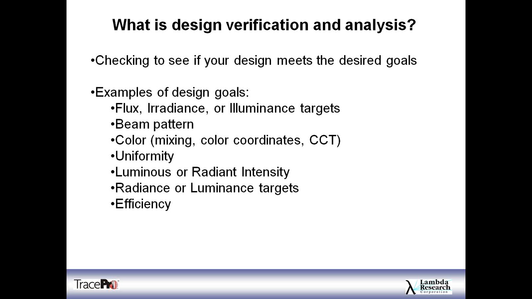Could be a luminous or radiant intensity target. Could be a radiance or luminance target, so light being emitted from a surface or from a source. Could also be an efficiency goal. If you're designing a luminaire and you want 85% efficiency on your target, you can use these tools to check that.